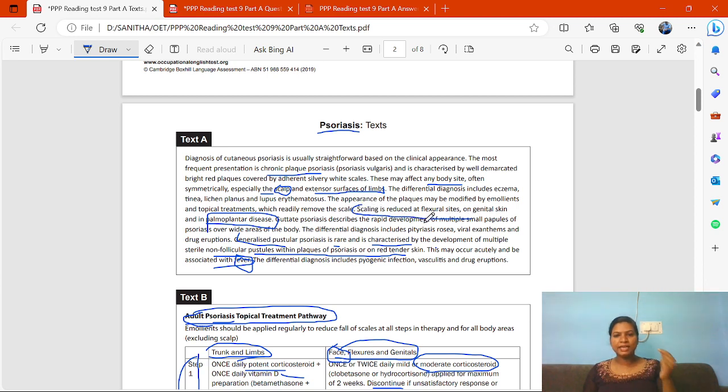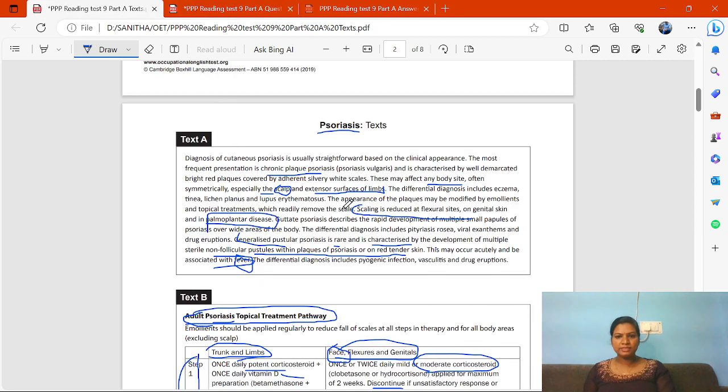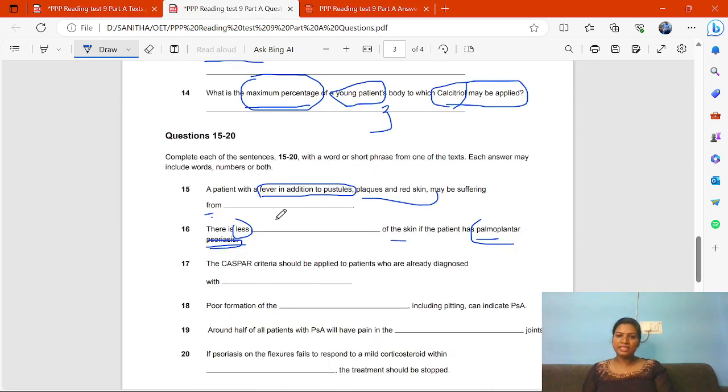Scaling is reduced at flexural sites, on genital skin, and in palmoplantar disease. What is less? Less is another keyword. There is less scaling of the skin. Scaling is reduced. Reduced means less, at flexural sites on genital skin and in palmoplantar disease. So there is less scaling of the skin if the patient has palmoplantar disease.